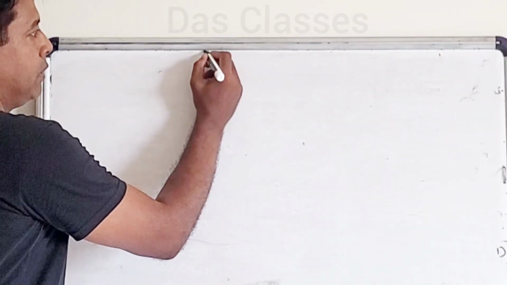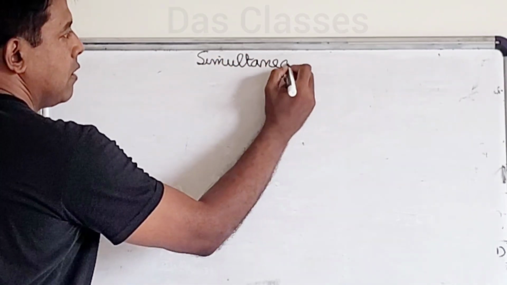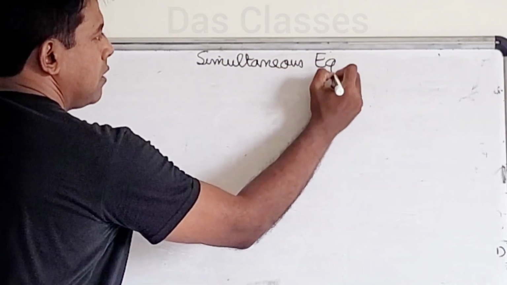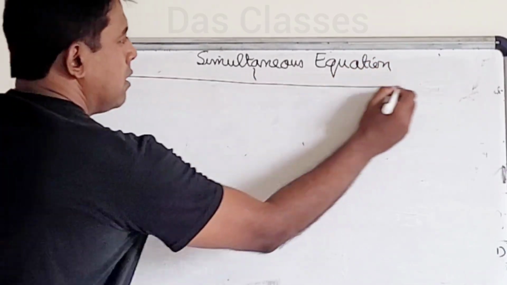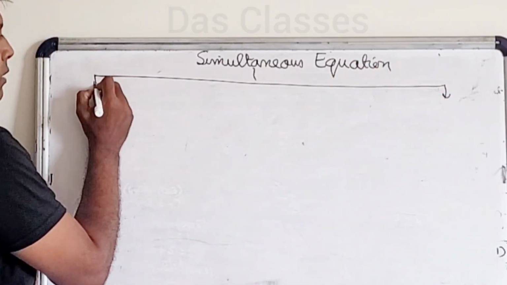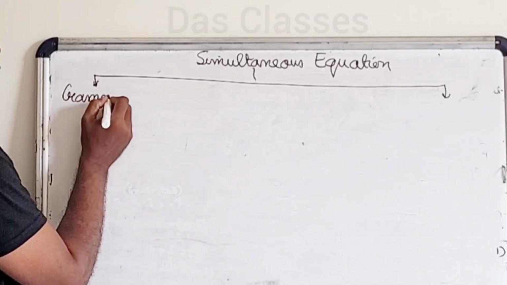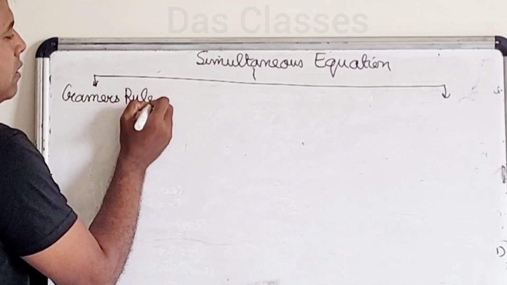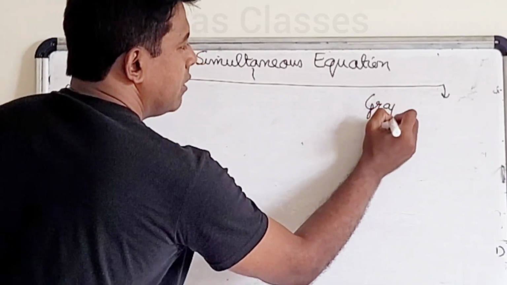So, simultaneous equations. Today, we are going to see two new methods of solving them. One of them is by Cramer's rule, and the other is the graphical method.